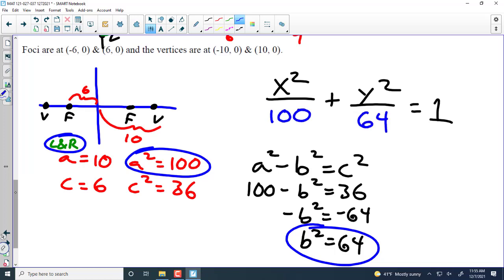When you are all done, you can go ahead and look at the board. All right, sorry. So don't look up until you are ready to check your work.